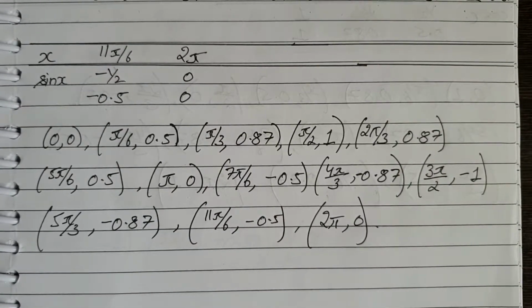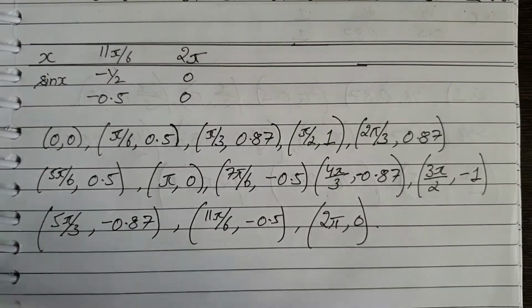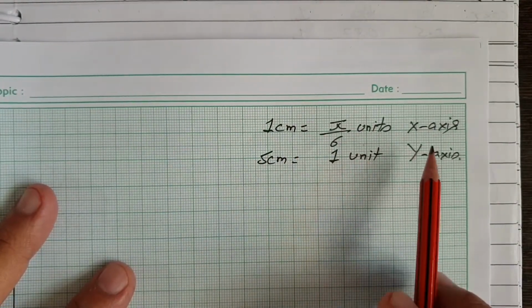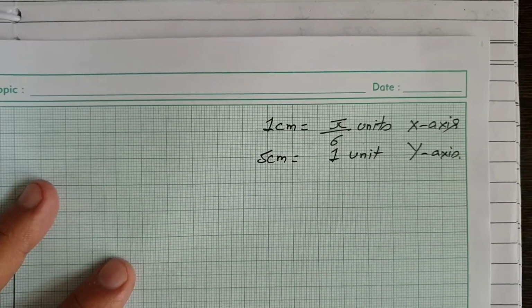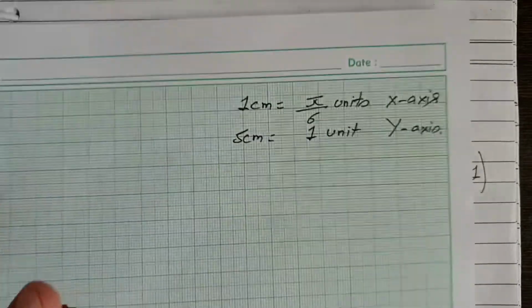Now, on the graph, I will show you this graph. For this graph, we will take 1 centimeter as pi by 6 units on the x-axis, and we are taking 5 centimeter as 1 unit on the y-axis.